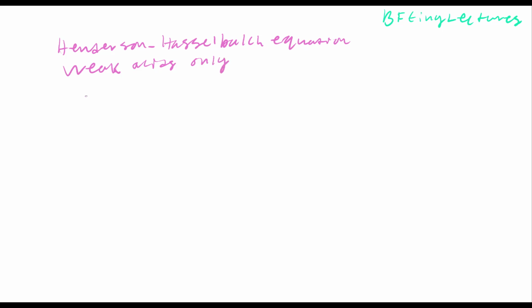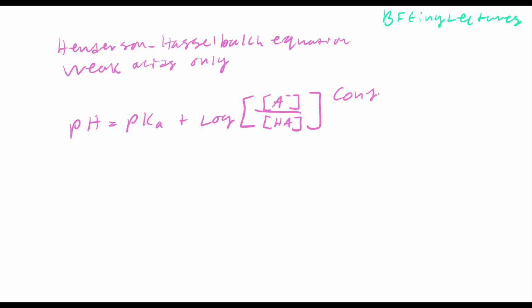Alright, and it shows that the pH is equal to the pKa plus the log of the base over what? The acid. Now, overall, these are conjugate bases. So conjugate base over the acid, right?